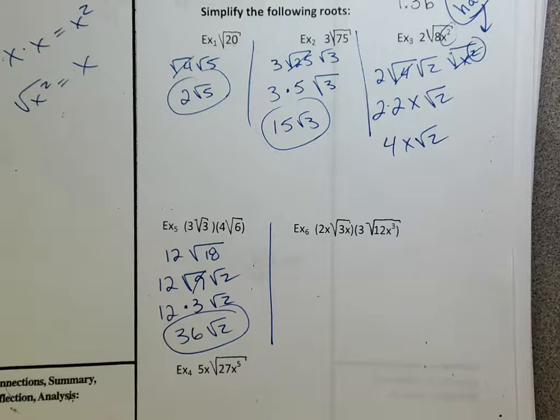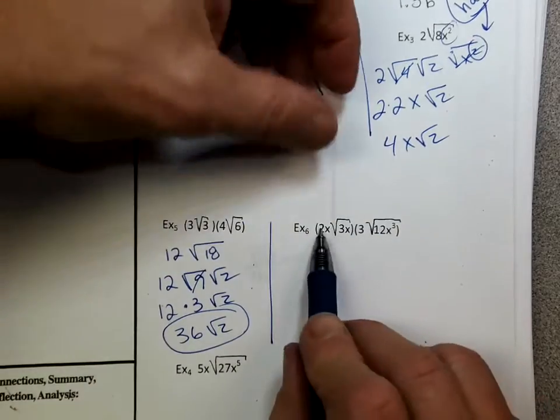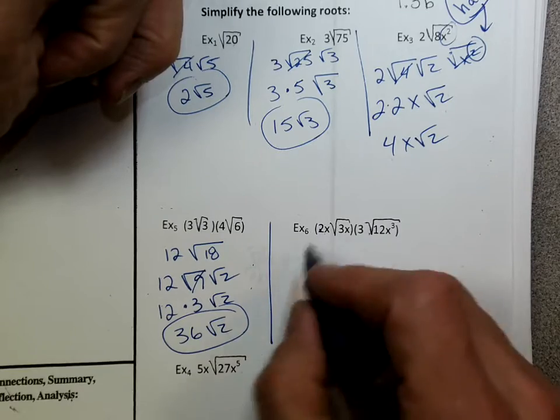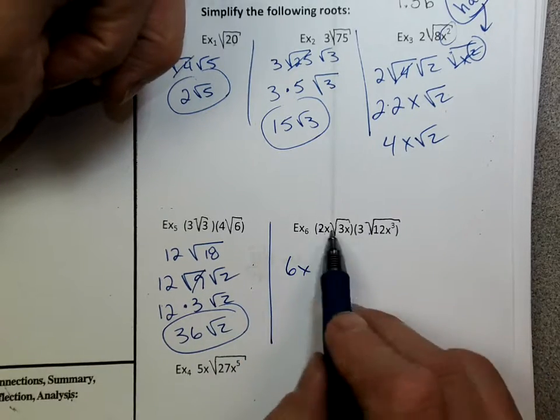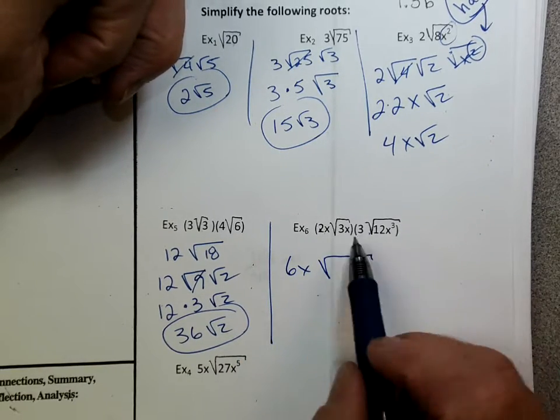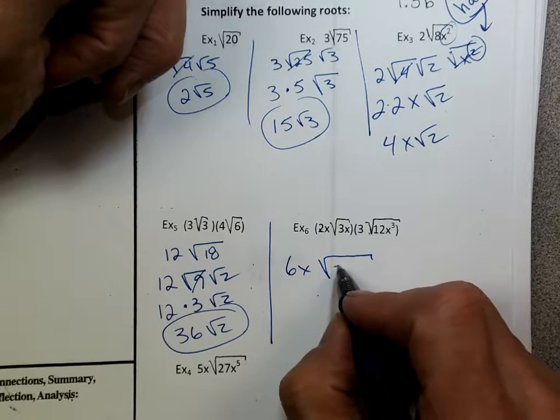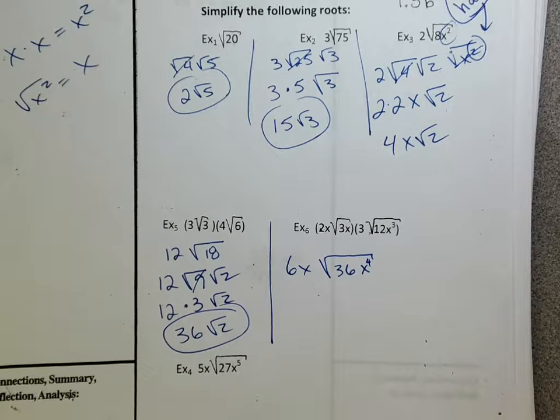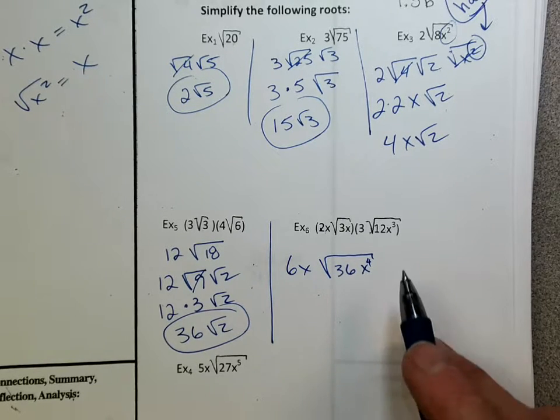Example 6. All right. If we just have x's, we're going to do the same thing. Let's multiply regular things by regular things. So I'm going to get a 6x. Do you see a 6x? I'm going to get a 6x times the square root of 36x to the 4th. Don't break down 36 because it is a perfect square, isn't it? You can leave it. So, yes, question.